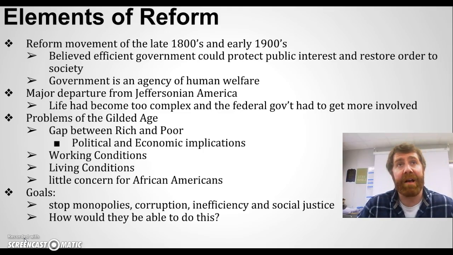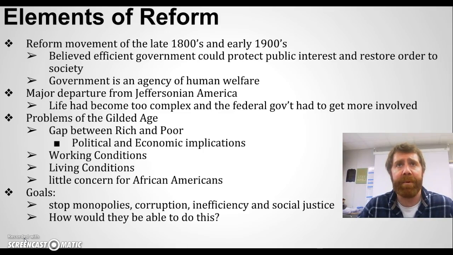I should say a smaller and smaller percentage of Americans were owning more and more of the wealth, and that's when you really started to see, in the late 1890s, this gap really widen between the very, very rich and the very, very poor. This gap between rich and poor had political and economic implications.